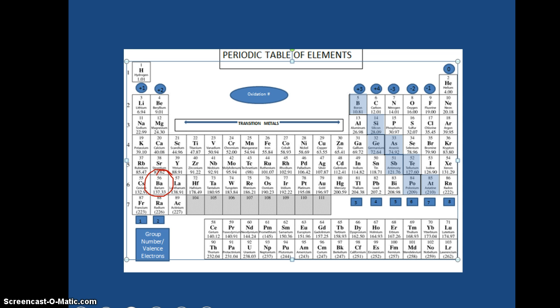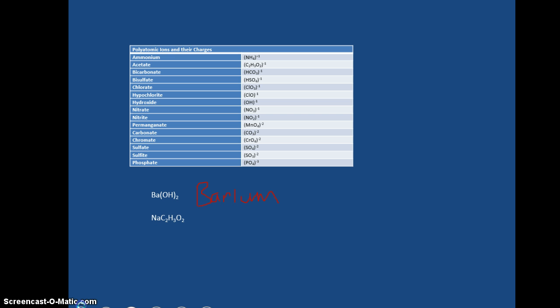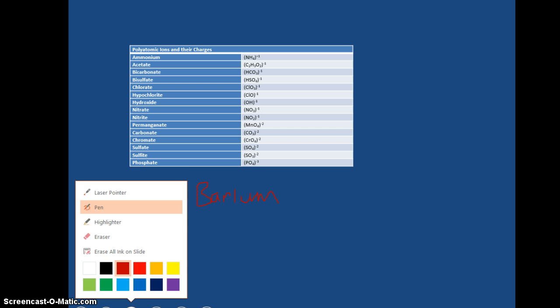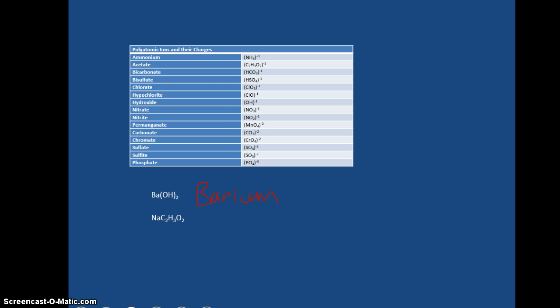Looking at barium, it is not a transition metal, so you don't have to worry about Roman numerals. Then we'll go look to find the OH. So OH in your table is right here. It's hydroxide. You don't have to worry about any changing. All you have to do is write the polyatomic ion's name. So barium hydroxide.